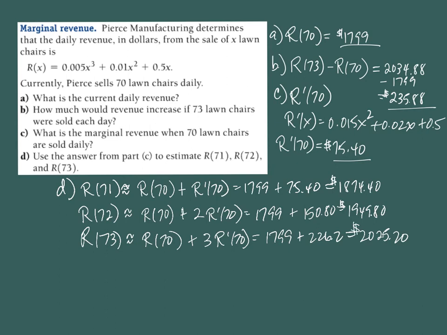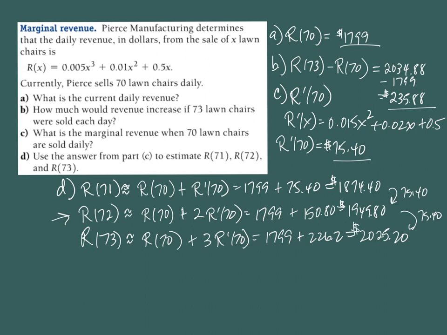Okay, and notice each of these times when I calculated up, for example, R of 72, I could have taken the result 1874.40 and added 75.40 to that, and then similarly. But I wanted to show each one of those because if you were asked for just R of 73 without calculating R of 71 and 72, I wanted to show you how that would work and what that would look like.